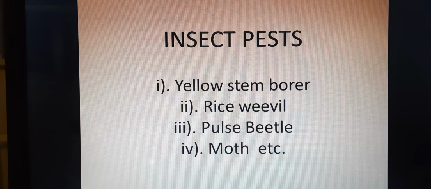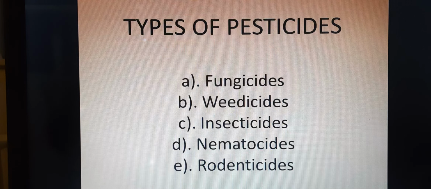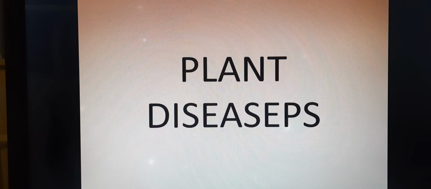Insect pest. So, some insects are there which disturb and destroy our crops. These are yellow stem borer, rice weevil, pulse beetle, moth, etc. Types of pesticides: fungicides which kill fungi, weedicides which kill weeds, insecticides which kill insects, nematocides which kill nematodes. Rodenticides are the chemicals which kill rodents, means rats. Next we will discuss the plant diseases.